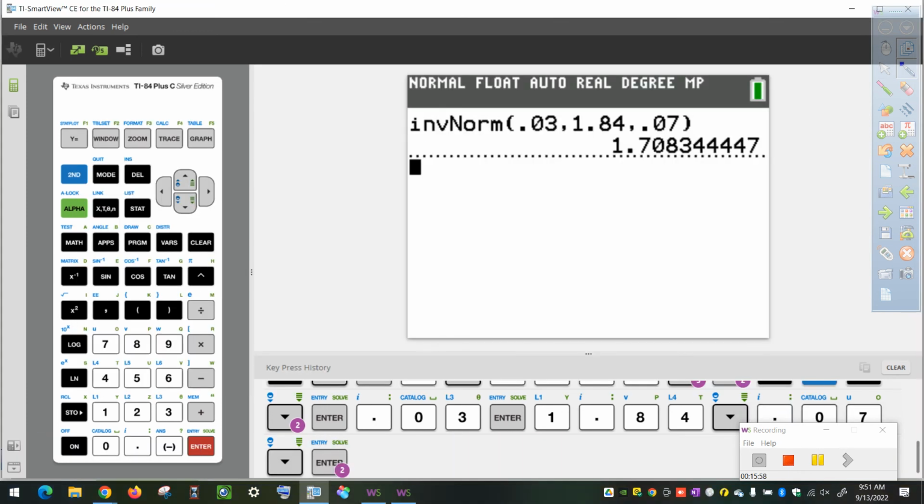And remember the meaning of the answer we get here. This is not a percent. We were given the percent. We're working backwards, and this is the cutoff time in minutes. That's going to put him in the top 3% of all his laps. So let's keep a few more decimals here. Let's say that it would be about 1.708 minutes.